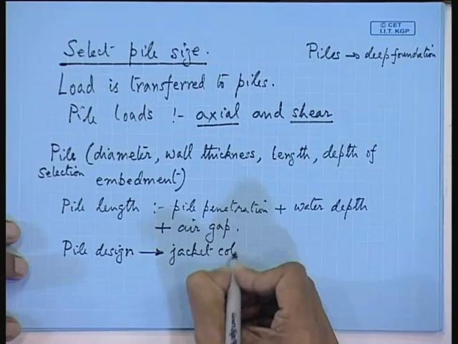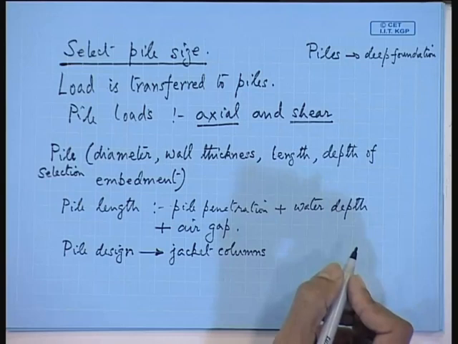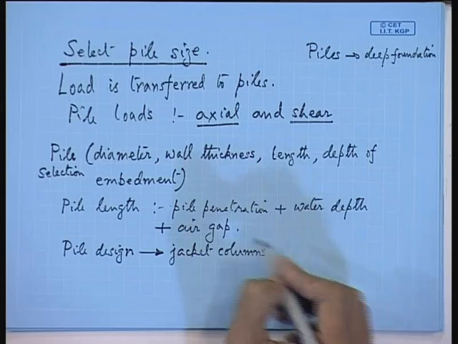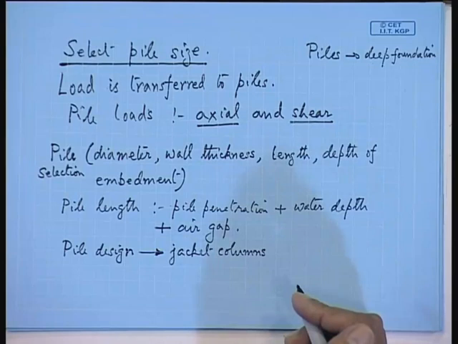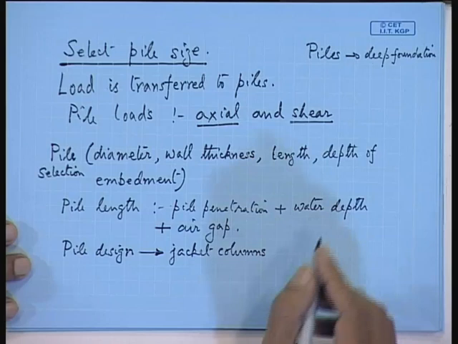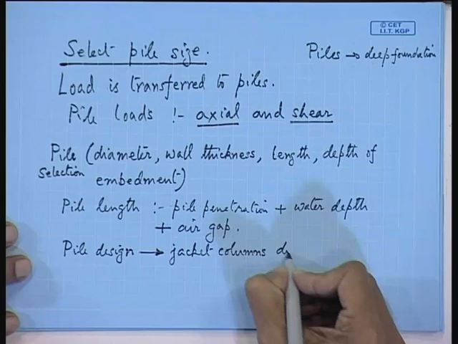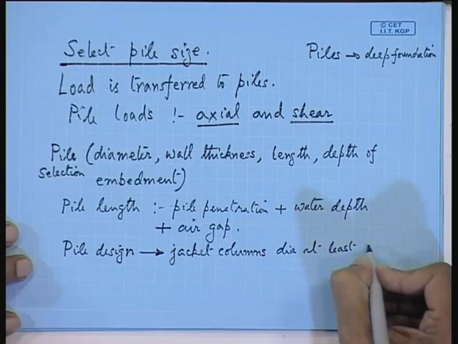If it is a shallow water jacket, your main piles will be driven through the columns. So, they call it the jacket column diameter. Jacket columns have to be larger than the pile diameter, but how much will you give? The jacket column diameter should at least be the same as the pile diameter.